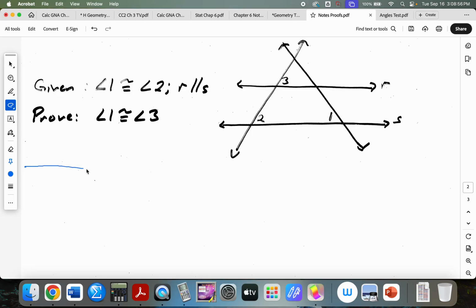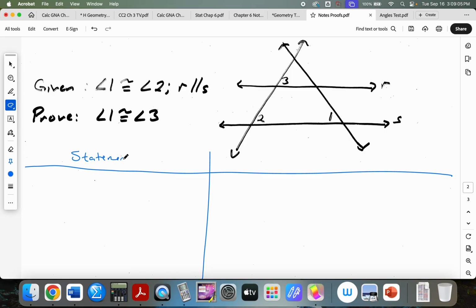And here's how we set it up. There are many ways to do them, but for right now we're going to do what's called a 2-column proof. The first column will be statements. Statements are always things that we know are true. The second column will be reasons. That will be, well, how do we know that that's true? Those will always be definitions, theorems, properties, those sorts of things. Under the reasons, you should never talk about angle 1 or angle 2 or line R or line S. They should be general ideas.